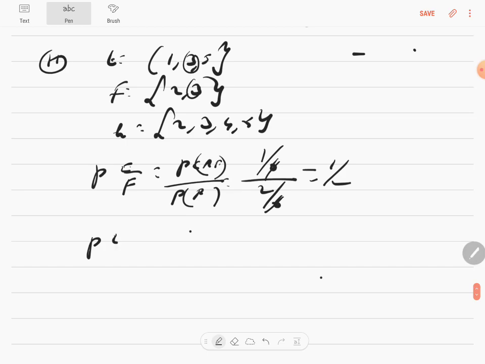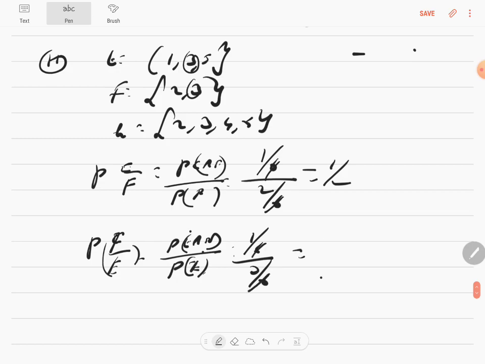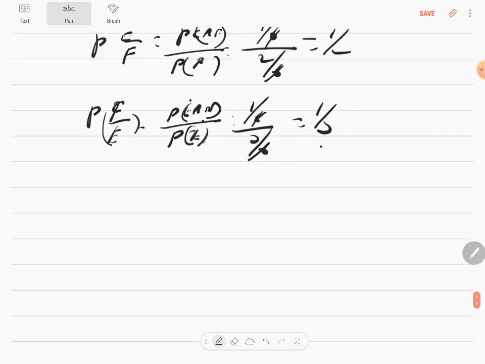They asked P of F by E, which is again P of E intersection F, and F intersection E is the same. But P of E, which is 1 by 6 by what is E, is 3 by 6. So 1 by 3. So let's go to the next sum, which is P of E union F by G.